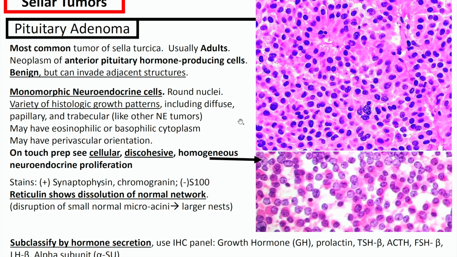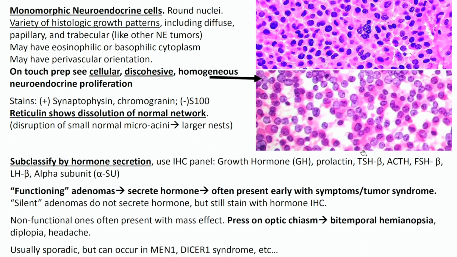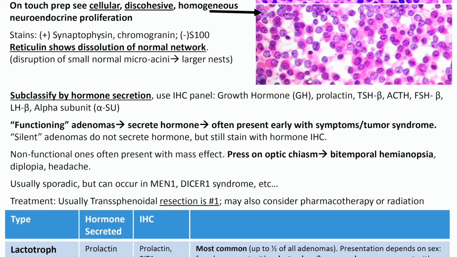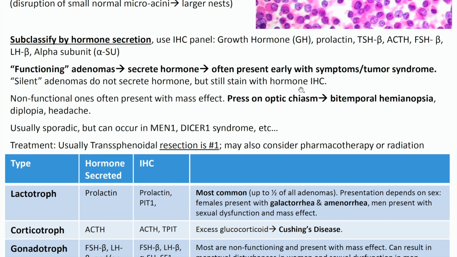On touch prep, see cellular discohesive homogeneous neuroendocrine proliferation. And then on stains, they're going to be positive for synaptophysin, chromogranin, negative for S100, and reticulin shows dissolution of the normal network. These are subclassified by their hormone secretion, so you can use an IHC panel to flush that out, including growth hormone, prolactin, TSHB, ACTH, FSHB, LHB, alpha subunit.